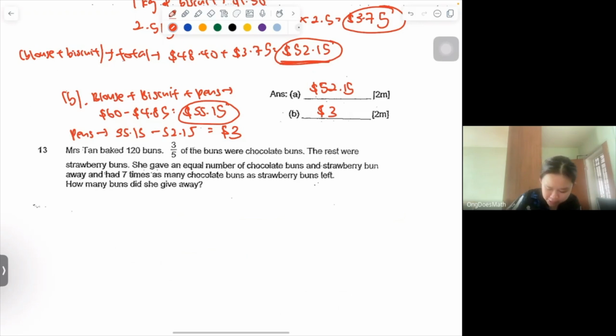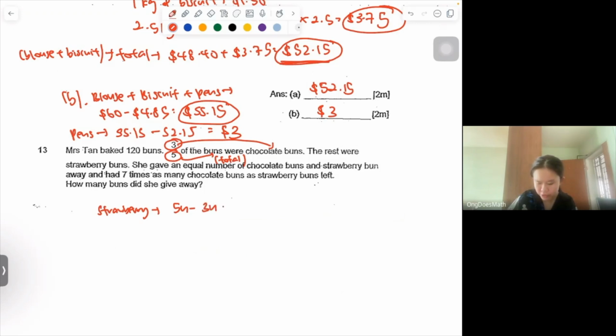Okay, so can you guys tell me this 3 units belongs to who? Yes, it belongs to the chocolate buns. And the 5 units belongs to the buns, right? Which means the total. So the remaining 2 units will belong to the strawberry buns. So for strawberry buns, just take the total, which is 5 units, minus chocolate buns, which is 3 units. So strawberry buns has 2 units. So now we can draw out the ratio. So we have choco, we have strawberry. Initially, they started with 3:2. After that, they give an equal number.